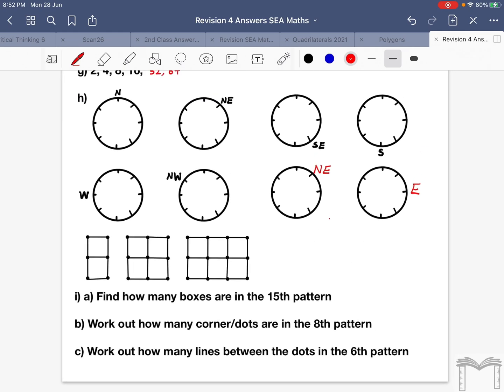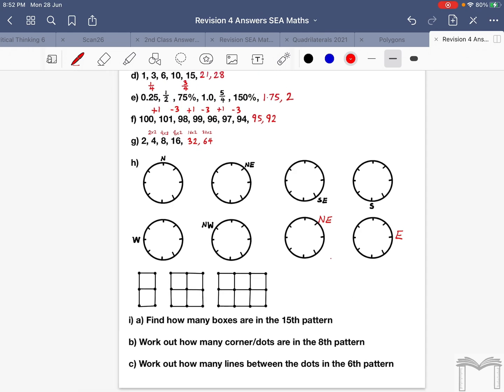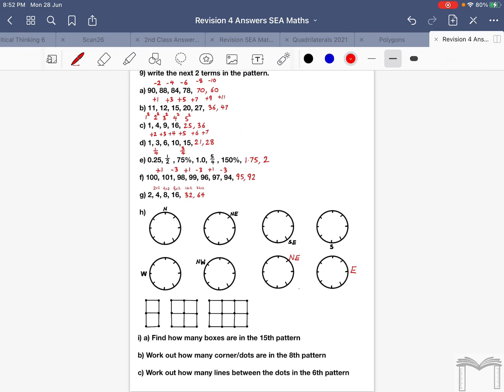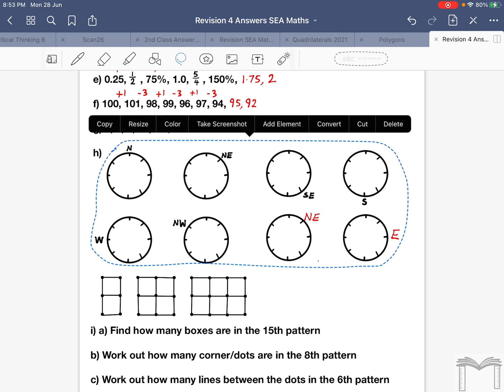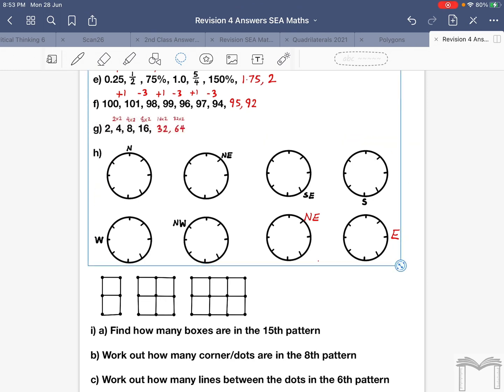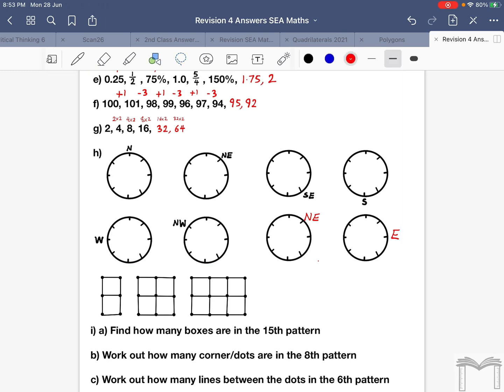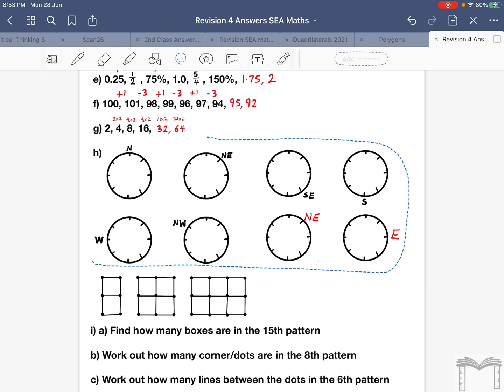Okay, so we have the last one below, which is the most challenging of all of them. So what we will do is I will minimize the previous question, so that we get more space to work it out.